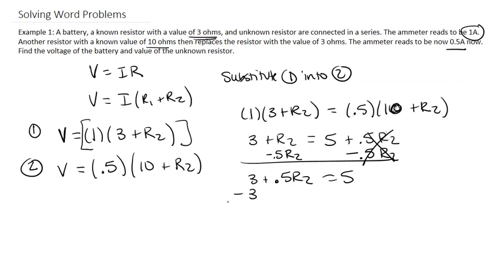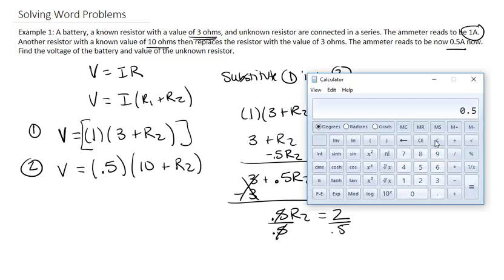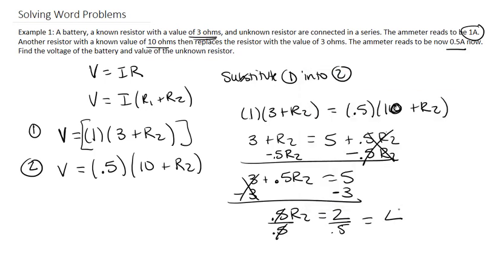Now we subtract 3 from both sides. We get 0.5 R2 equals 5 minus 3, so that's 2. We divide by 0.5 on both sides. So we get 2 divided by 0.5, and we get 4. So our resistor is 4 ohms.